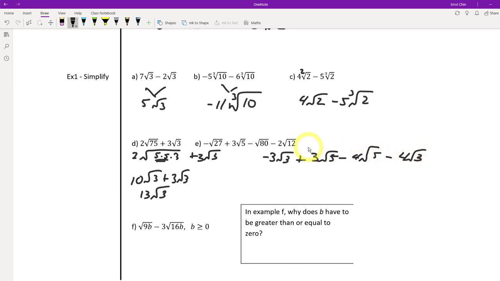Now, these two you can combine. These two you can combine. So this becomes negative 7 root 3 and then a negative 1 root 5. Again, I apologize for my handwriting.